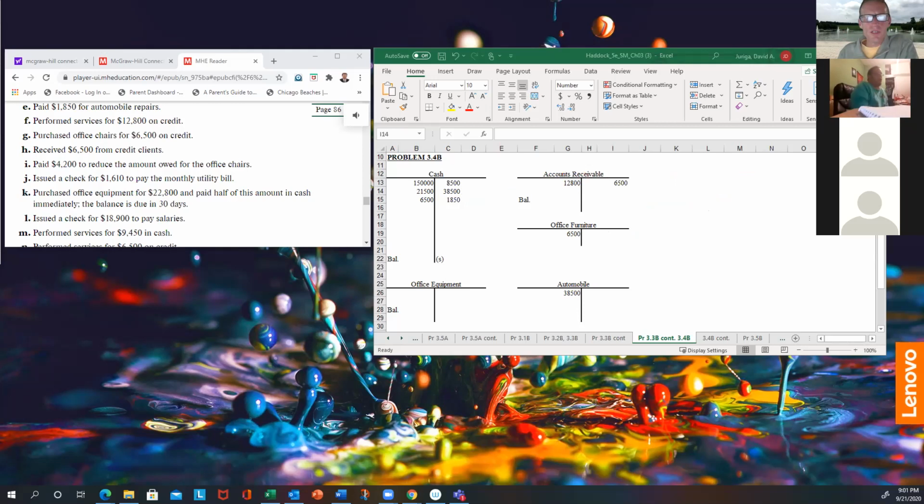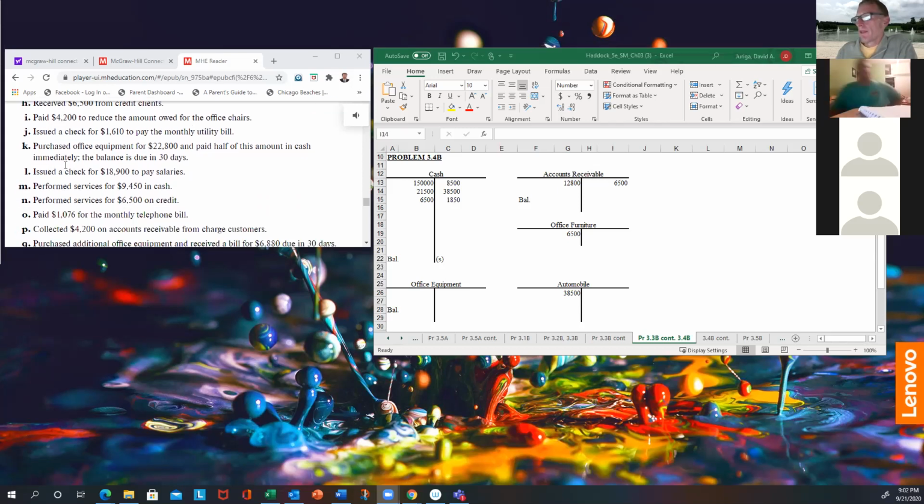All right, questions on that one? And of course, we've seen this one already. This is another repeat transaction that we've already seen tonight where they did a collection. All right, letter I. Paid $4,200 to reduce the amount owed for the office chairs.